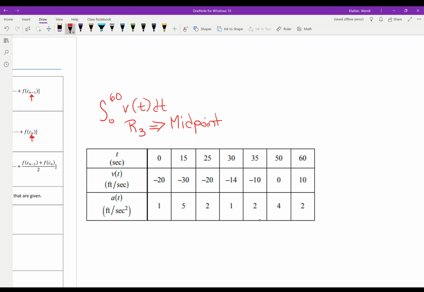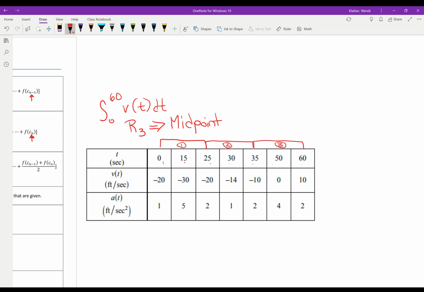So I have to divide these 1, 2, 3, 4, 5, 6, 7 values into 3 Riemanns. So if I go from 0 to 25, this would be one sum. 25 to 35, that's a second sum. And then 35 to 60, that's a third sum. Notice how I divided those evenly amongst the rows.